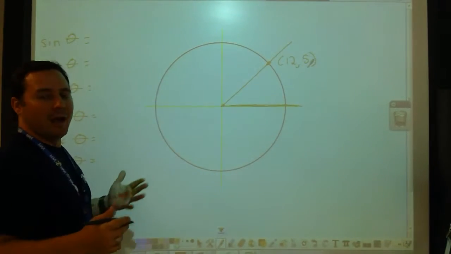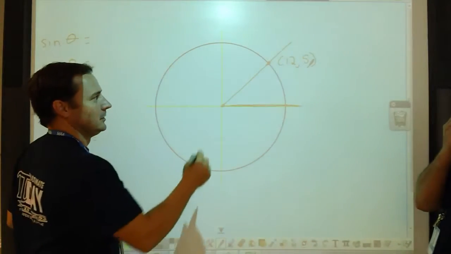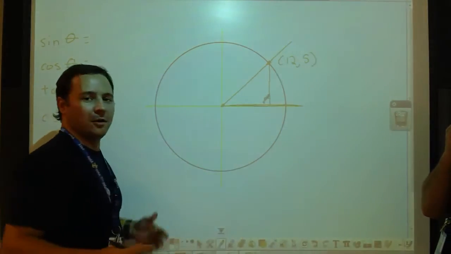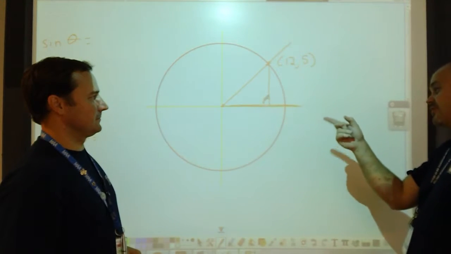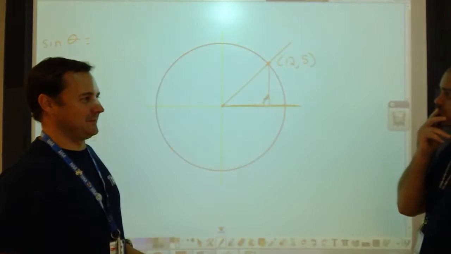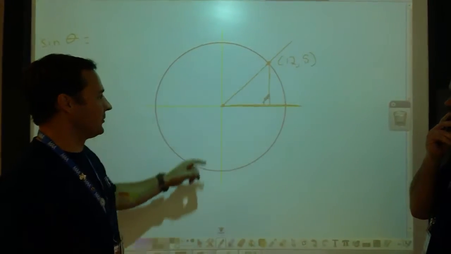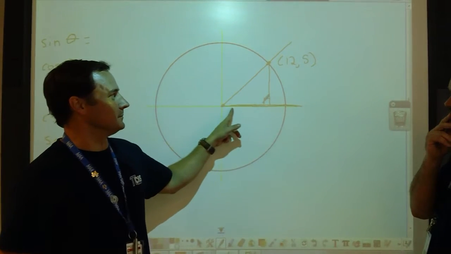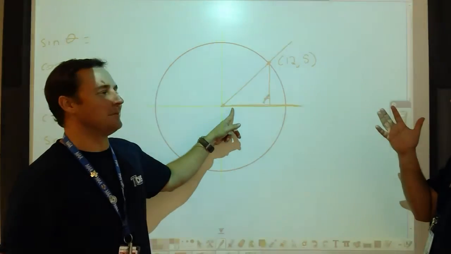Where my angle intersects the circle, I can drop a perpendicular, creating a right triangle. Haven't we been working with right triangles already, Mr. Simmons? Yes, we have, quite a bit. So you should remember quite a lot about right triangles. Now, what would the length of this leg be? I'm going to guess 5. And you would be wrong.